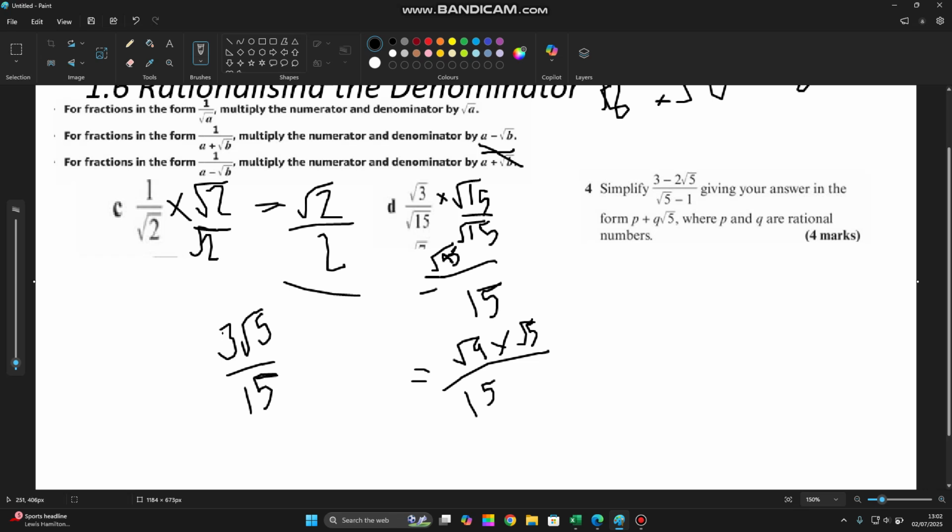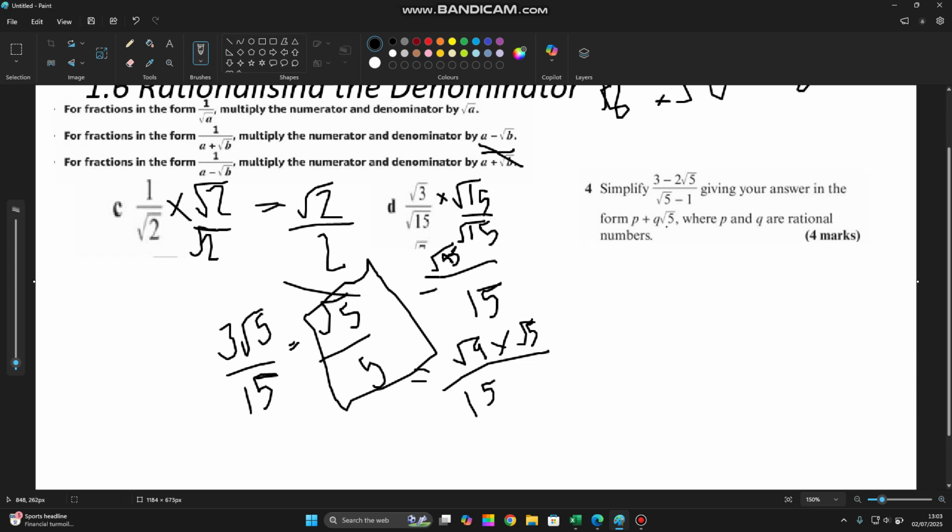Last step, we can cancel out parts of this because 15 is a multiple of 3. This is obviously a multiple of 3. So we get as our final simplified form root 5 over 5. And there we go. That's our final answer. So just try to make sure to cancel out and make sure that the denominator is with no surds.